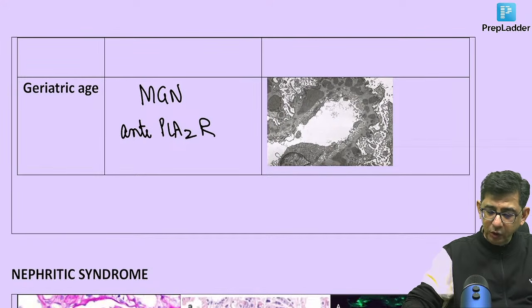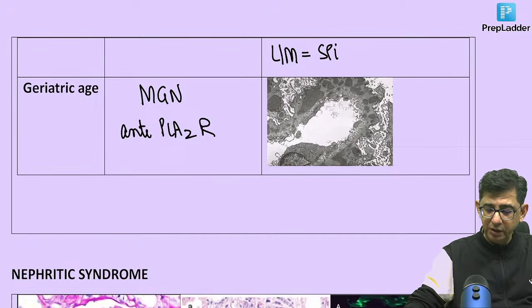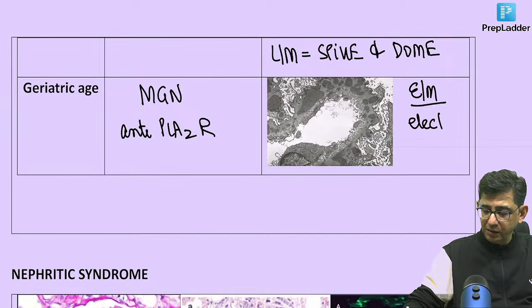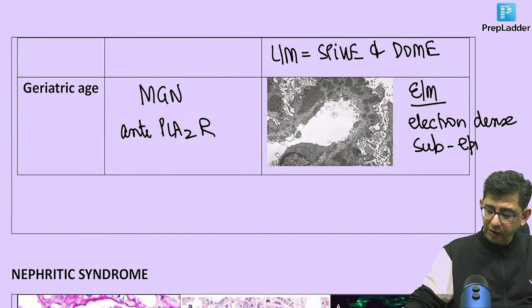Yeah, the spike and dome is more specific for light microscopy. Now that light microscopy causes that spike and dome appearance. And as far as the electron microscopy is concerned, he will say electron dense subepithelial deposits that would be present in this case. Yep.